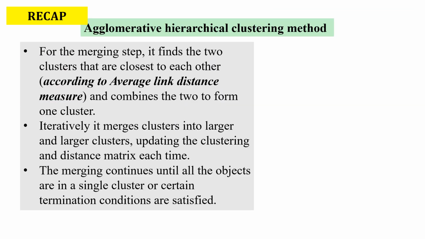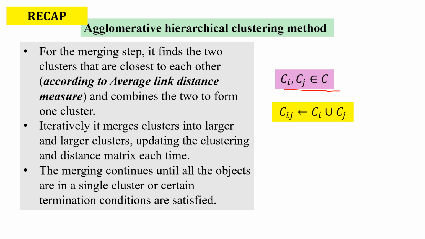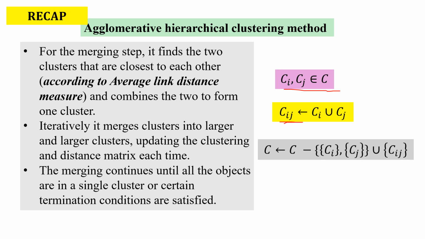Now the agglomerative hierarchical clustering method described in terms of average link distance, which we are quickly going through. For the merging process, it finds the clusters Ci and Cj from the entire set of clusters which are closest to each other according to average link distance. Ci and Cj are combined to get Cij. Then it updates the clustering until the termination criterion.